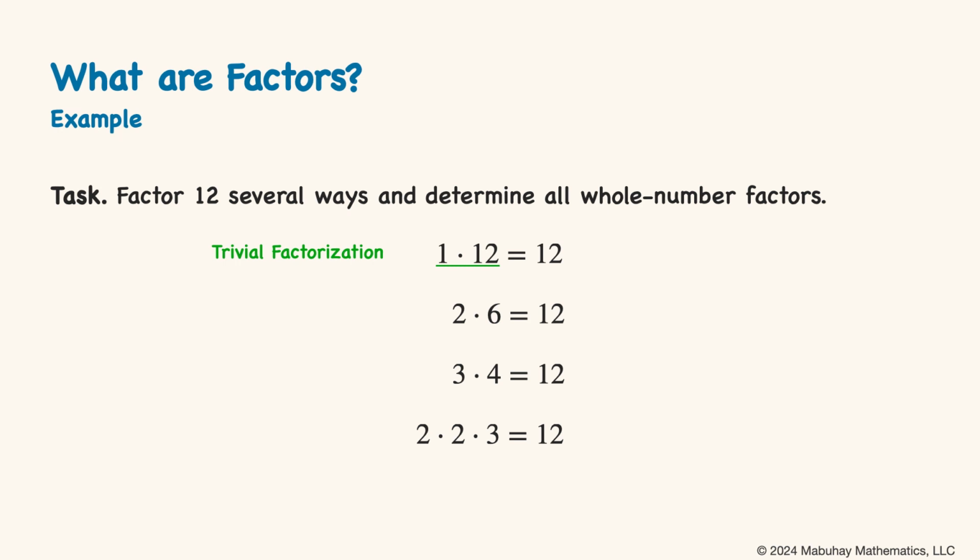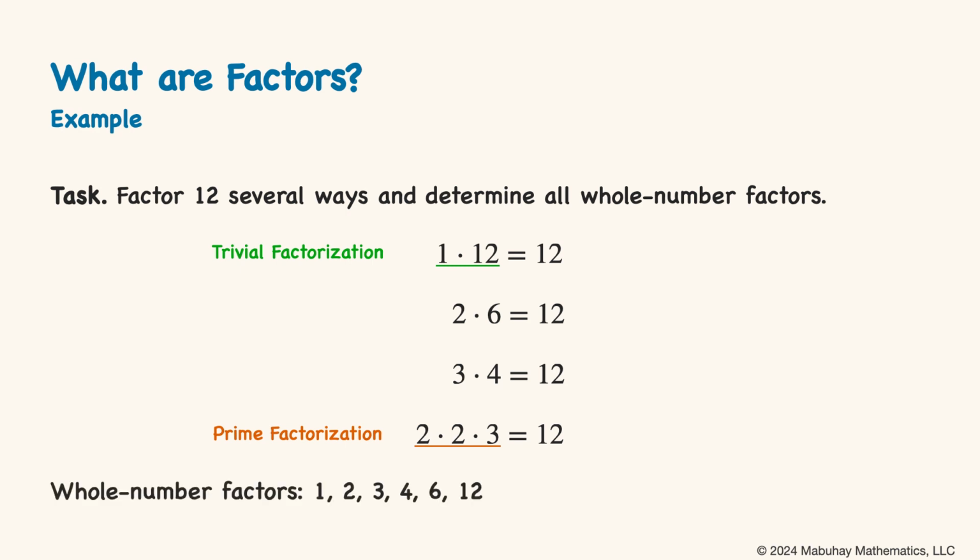Additionally, any whole number greater than 1 can be factored as a product of only prime numbers. We call this the prime factorization. This one is a little special because it is unique. For any whole number greater than 1, there's only one way to write it as a product of primes. So, based on these products, the numbers 1, 2, 3, 4, 6, and 12 are all whole number factors of 12.